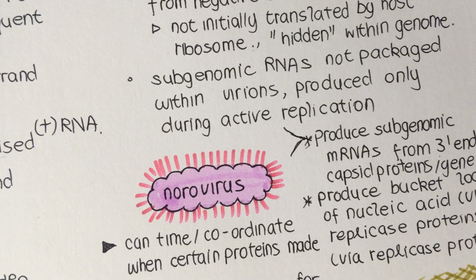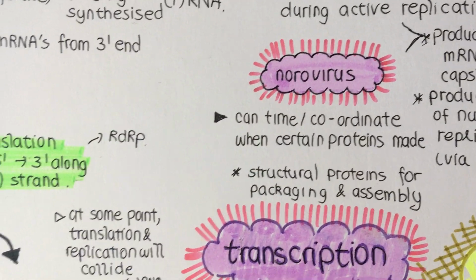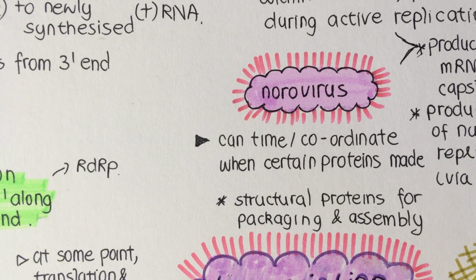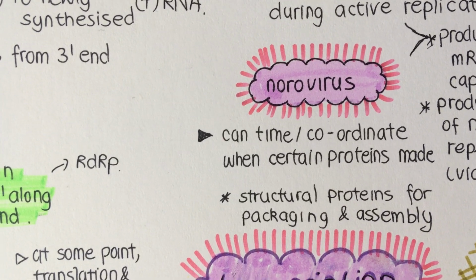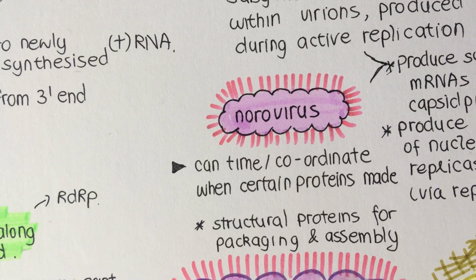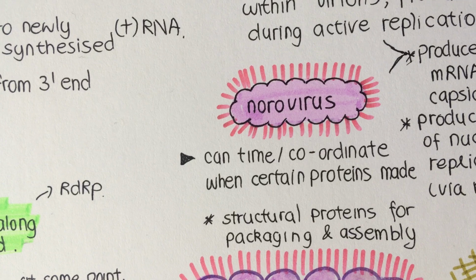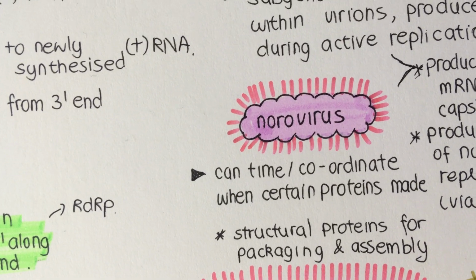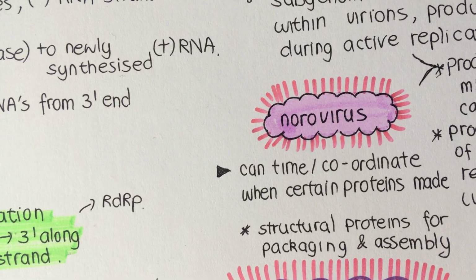Now let's talk about norovirus. Norovirus can also coordinate when certain proteins are made. They can produce lots of nucleic acid via replicase proteins. Both Togaviridae and noroviruses produce subgenomic mRNAs from the 3' ends, but flaviviruses and polioviruses do not produce subgenomic mRNAs from the 3' end.